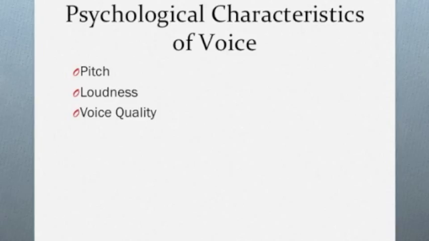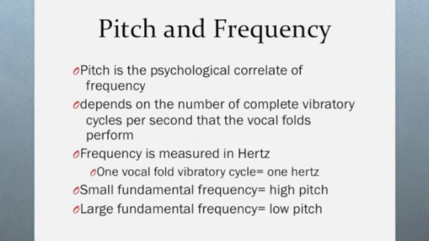Now that we have reviewed the basic process of vocalization, we will discuss how this vibratory cycle affects three aspects of voice: the pitch, the loudness, and the vocal quality. Pitch is a psychological correlate of frequency. The pitch and fundamental frequency of a person's voice depends on the number of complete vibratory cycles per second that the vocal folds perform. One vibratory cycle of the vocal folds is defined as every time the vocal folds open, close, open. Frequency is measured in hertz. Every one vibratory cycle is equal to 1 hertz.